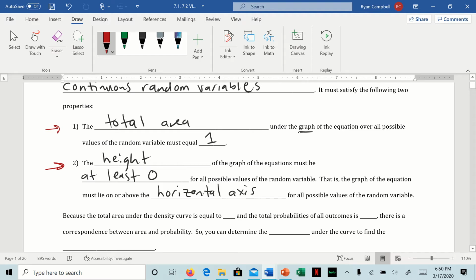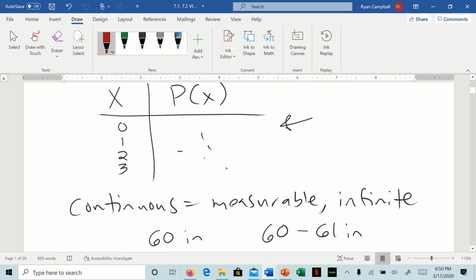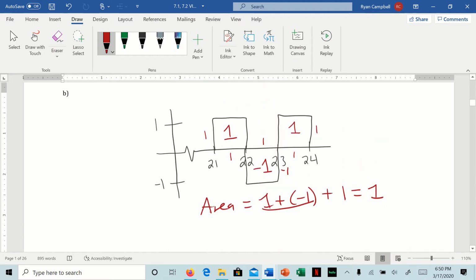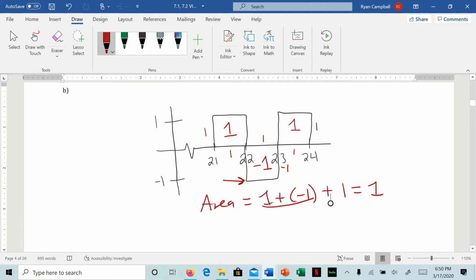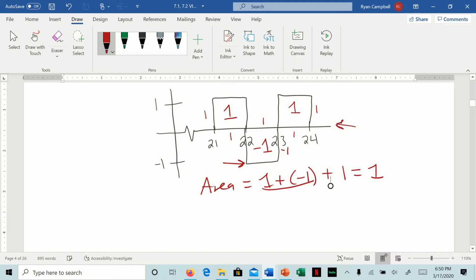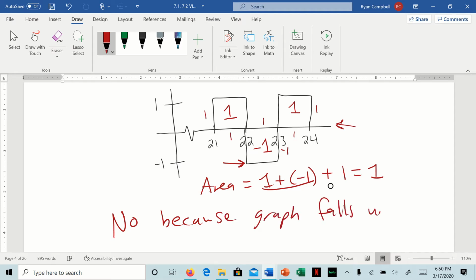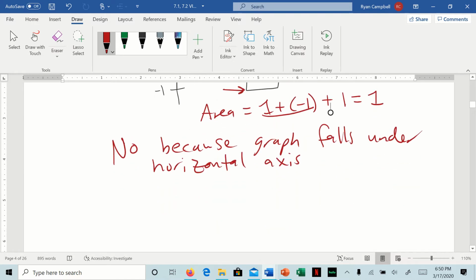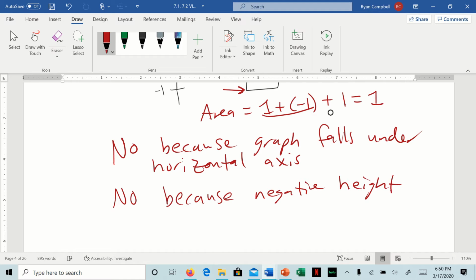So the height must be at least 0, aka the graph has to lie on or above the horizontal axis. So is that true in this case? No, right? Because we see right here, there's a negative height. It goes below this horizontal axis. So we can say no, because the graph falls under the horizontal axis. That can be an example. You could also say something like, no, because we have negative height, and that's not possible, right? It has to be 0 or above.